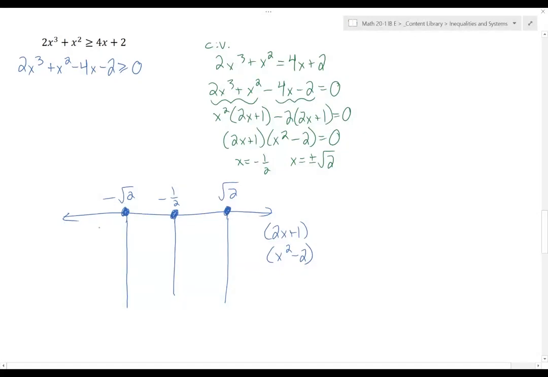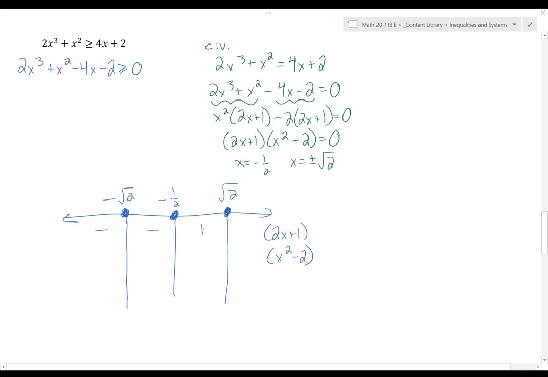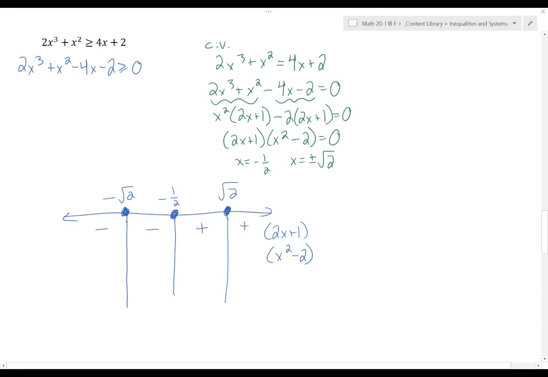2x plus 1 is going to be negative for values less than -1/2, positive on the other side. x squared minus 2, now it has two critical values, negative root 2 and positive root 2. What I'm just going to do here is think through a test value in each interval. So smaller than negative root 2, let's say -5. -5 squared is 25, 25 minus 2 is positive. Between negative root 2 and -1/2, well, -1. -1 squared is 1, 1 minus 2 is negative. Between -1/2 and root 2, 0. 0 squared minus 2 is negative. And greater than root 2, 10. 10 squared minus 2 is positive.